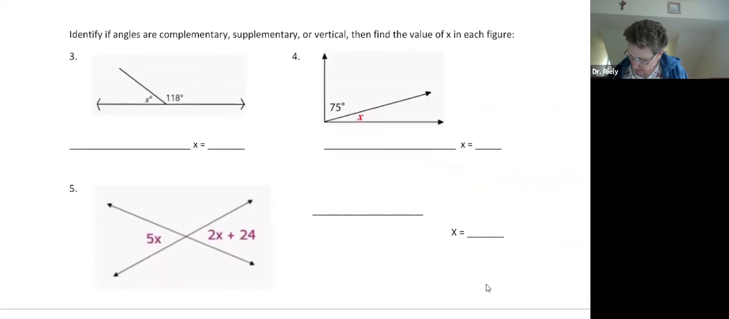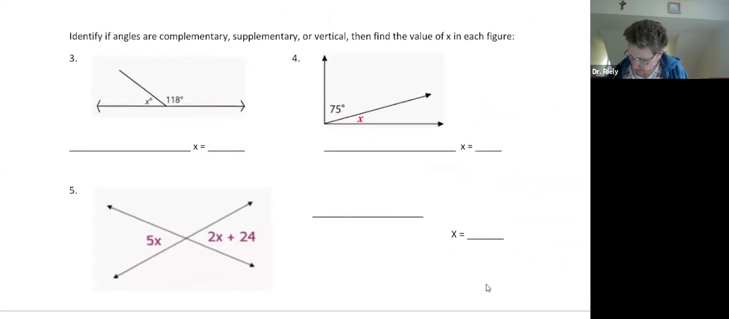Okay, let's move on to these. Now these are from the material in 1.5. They're asking you to identify angles that are complementary, supplementary, or vertical, and then find the value of x. You have two things to do, so make sure at the end of your work that you've done both things.